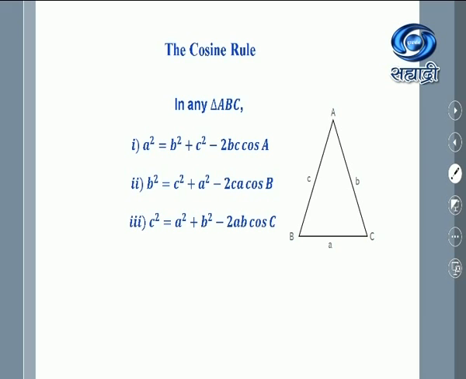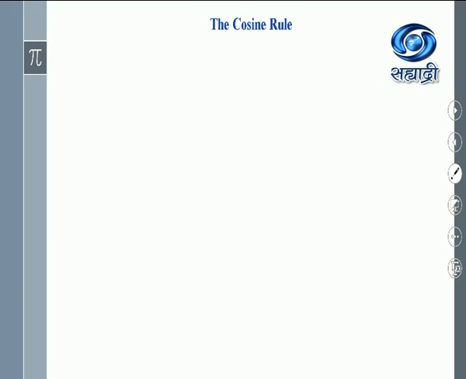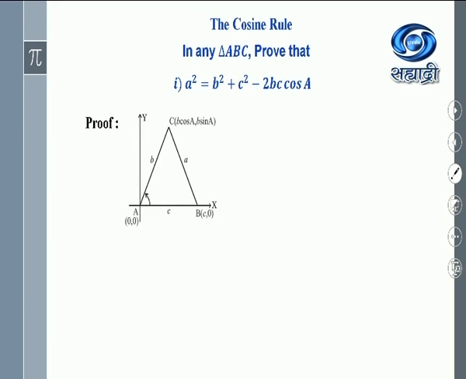Okay. Now again, as I told you, the proof may be asked in the board exam. So let us have the proof. For the first statement, we write the proof. A square is equal to B square plus C square minus 2BC cos A. Try to understand the proof and then write down the proof for the remaining two statements. Okay. Now we have the proof.